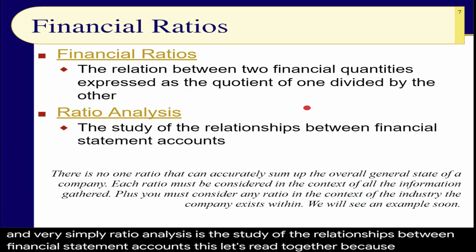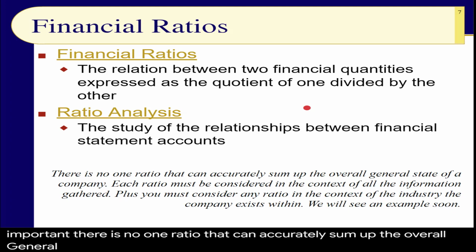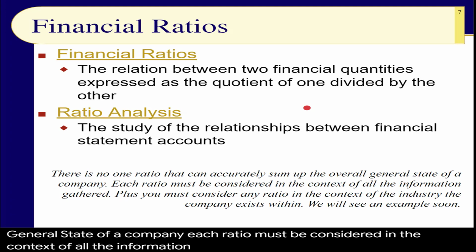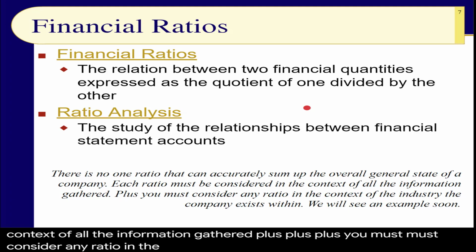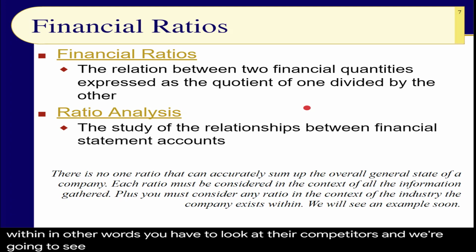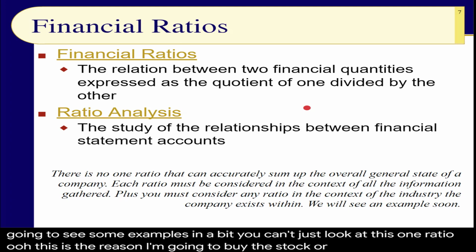Let's read together because this is very important. There is no one ratio that can accurately sum up the overall general state of a company. Each ratio must be considered in the context of all the information gathered, plus, you must consider any ratio in the context of the industry the company exists within. In other words, you have to look at their competitors. And we're going to see some examples in a bit. You can't just look at this one ratio and say, ooh, this is the reason I'm going to buy the stock. Or, ooh, this is the reason I'm going to sell the stock.